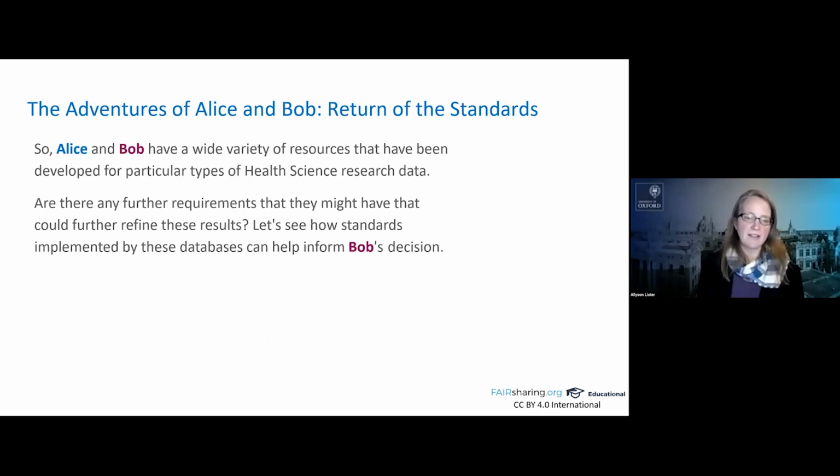We found a way to get to resources of interest using a data policy and its recommendations, and also by browsing the subject hierarchy to find the domain of interest and browse the resources within that domain. But there's another way we can do. So are there any other requirements that there might be? One way we can get to what we need is see how the standards implemented by a database we like the look of can help inform Bob's final decision. So if we move on to the next slide.